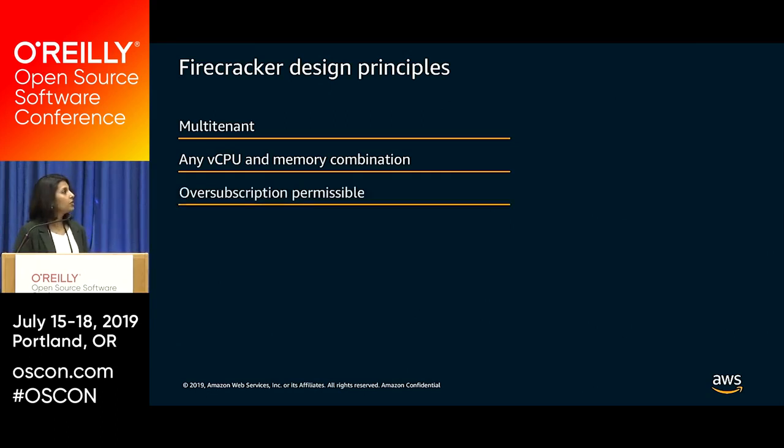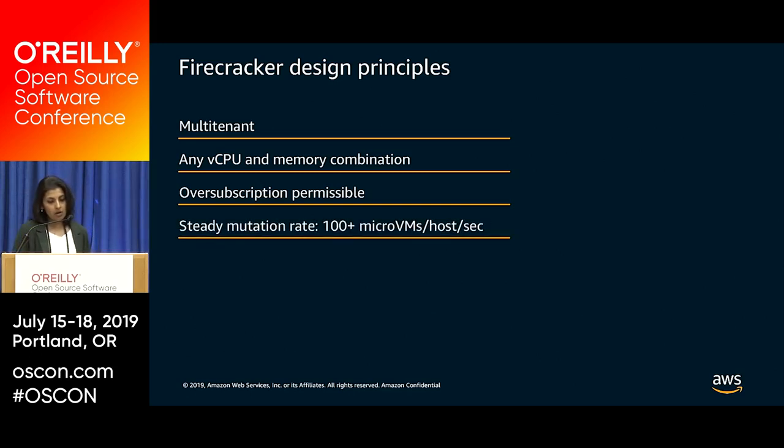Firecracker microVMs also allow oversubscription of both the compute and memory resources. To that extent, we're able to improve the efficiency of how we are using the underlying physical resource. It also offers a steady state mutation. You can launch up to 100 microVMs per host per second, which is roughly about 4 microVMs per physical core. So if you use that on hardware that has about 36 cores, you can really spin up a lot of microVMs.